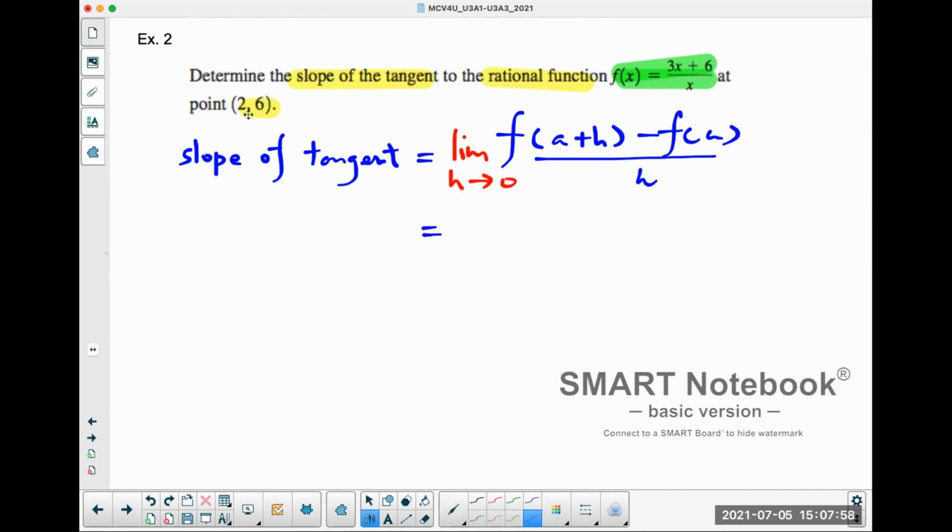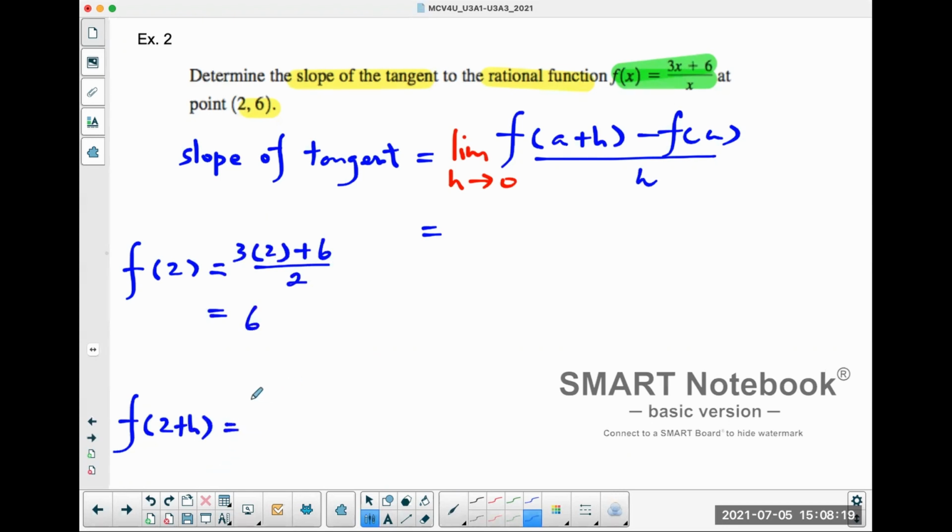Okay, so here my a value was 2. So I need to find f at 2, and I need to find f at 2 plus h. Now what's f at 2? We're going to put 2 into the function. 3 times 2 plus 6 divided by 2. This is 12 divided by 2, which is 6. If you put 2 plus h into the function, this is 3 times 2 plus h plus 6, divided by 2 plus h. Again, anytime you see the letter x, you have to replace it with what's inside the bracket.